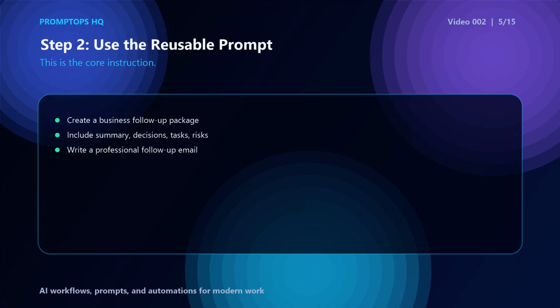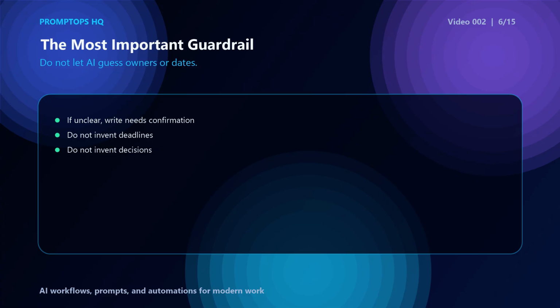Step 2 is the reusable prompt. Here is the core instruction: turn these meeting notes into a business follow-up package. Include a 1-paragraph summary, decisions made, action items with owner and due date, risks or blockers, open questions, and a professional follow-up email. The most important line is this: if an owner, date, or decision is unclear, write needs confirmation instead of guessing. You do not want AI inventing action item owners or deadlines. The workflow is only useful if unclear details stay visible.